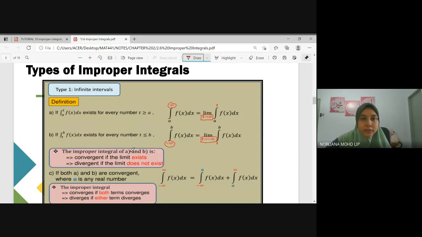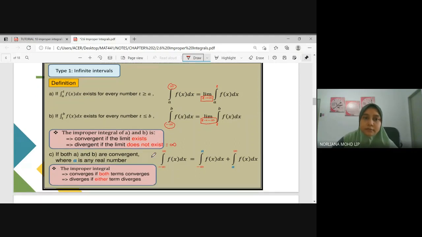The improper integral of a and b is convergent if the limit exists. If the limit does not exist, it is divergent. If the limit does not exist, it means the solution for this integral is infinity. So if you get infinity, it is divergent. The limit of this integral is infinity, so the conclusion is diverge. If the limit exists, you will get any real number.